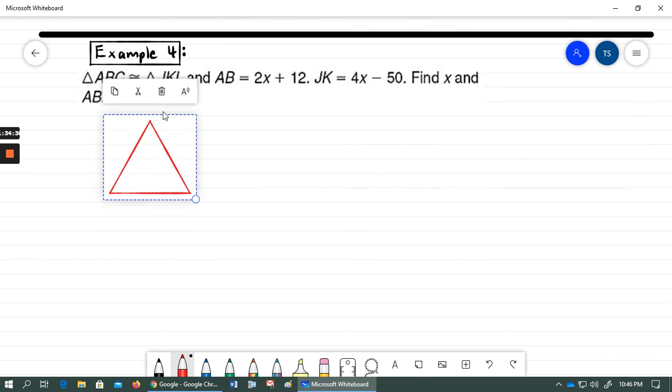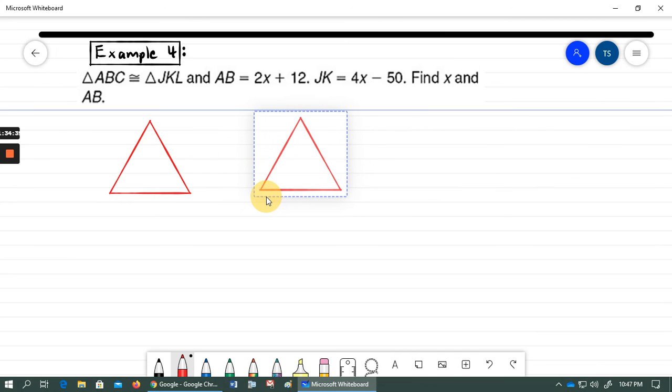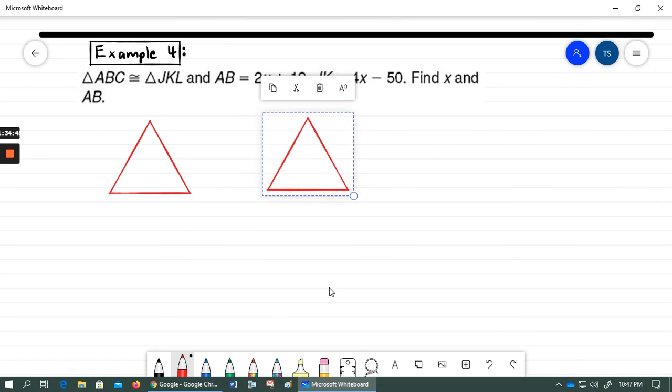Draw yourself out 2 triangles. Make them look just alike. If you just want to be difficult and you don't want to make yours look just alike, then make them look different. Whatever floats your boat, okay? Anyway, draw yourself out 2 triangles and label them. Label one of them as triangle ABC and label the other one as triangle JKL. ABC, JKL.